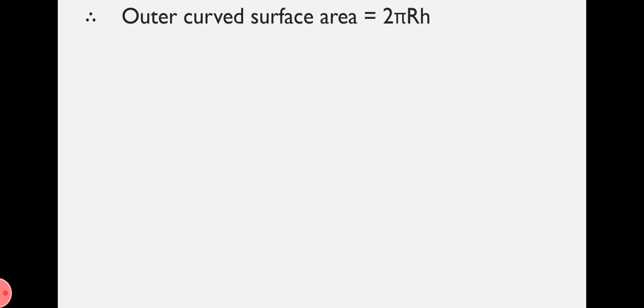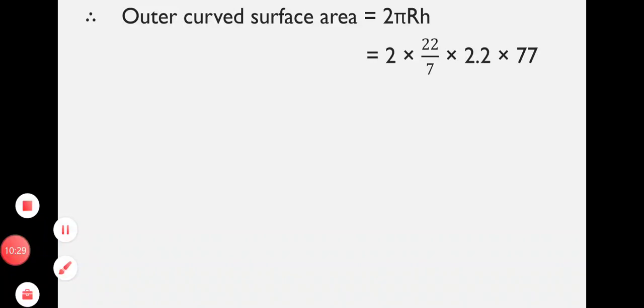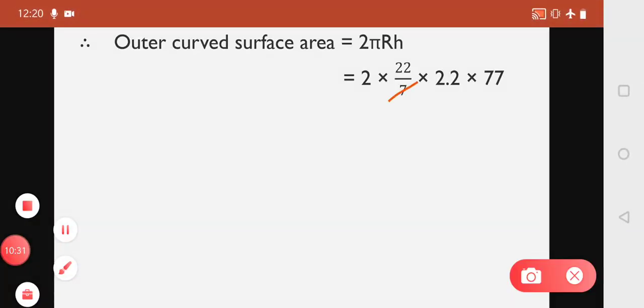Again, as we have to find the CSA of outer pipe, therefore outer curved surface area equal to 2 pi. Here we are using radius as capital R, so we write 2 pi capital R H. Inserting the values, equal to 2 into 22 upon 7 into 2.2 into 77. Again 7 ones are 7 and 7 11s are 77 will be cut, and remaining numbers we have to multiply.